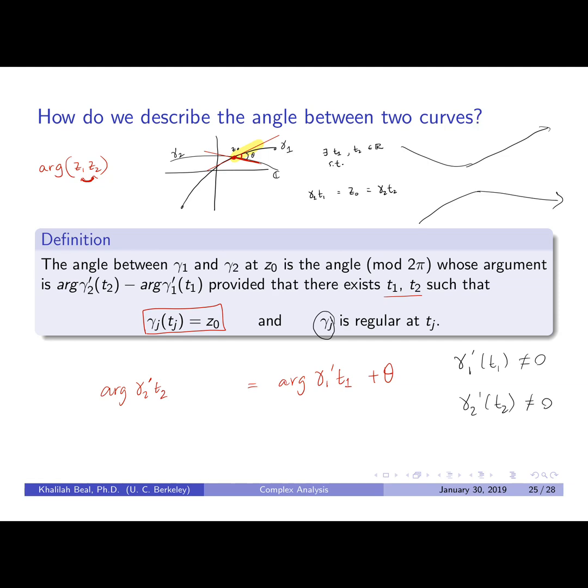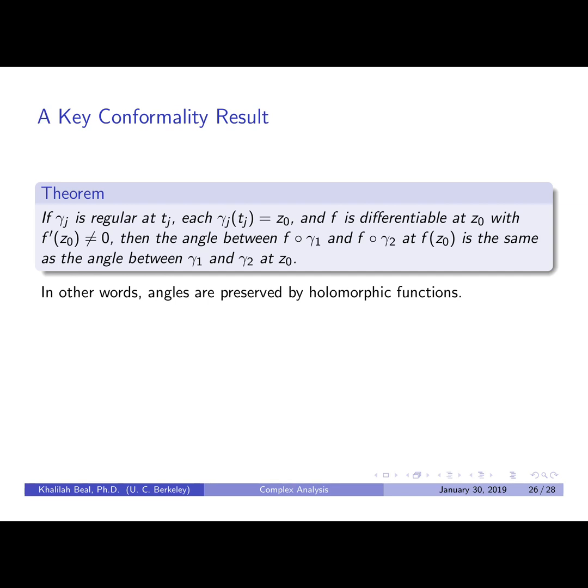So again, there's some ambiguity in defining the argument of 0, 0 being the origin. There's some ambiguity because if you set r equal to 0, then for any theta, you're still at the origin. Okay. Now here's the key result. This is what we're studying this for.